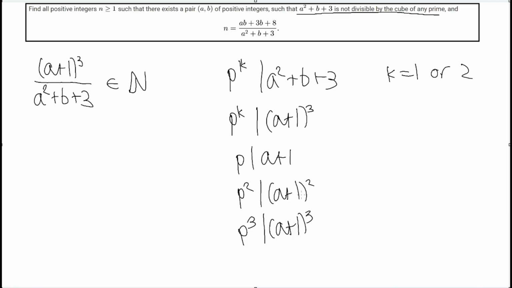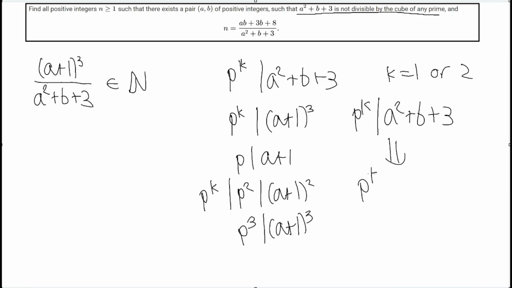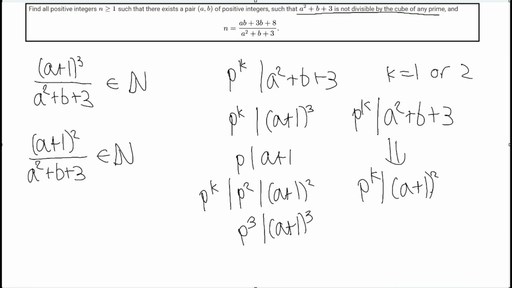But if we look at this one here, we note that if p to the k divides this, then p squared divides this. And that means that this is also p to the k because k is also less than or equal to 2. So therefore, if p to the k divides a squared plus b plus 3, then that means that p to the k divides (a plus 1) squared. And this automatically implies that (a plus 1) squared over a squared plus b plus 3 is a natural number.